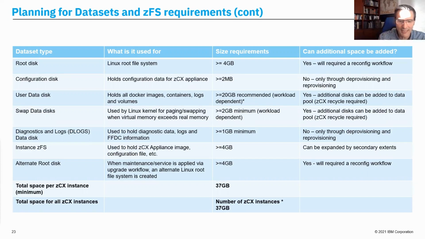So the bottom line is we're talking here at a minimum, you're going to need about 37 gigabytes worth of disk space in order to be able to deploy a single zCX instance. If I have 2 zCXs, I'm going to have at least 74 gigabytes worth of data, right? Okay.